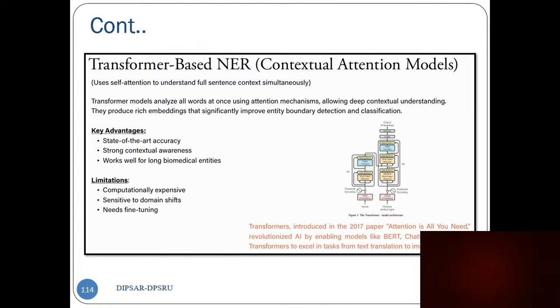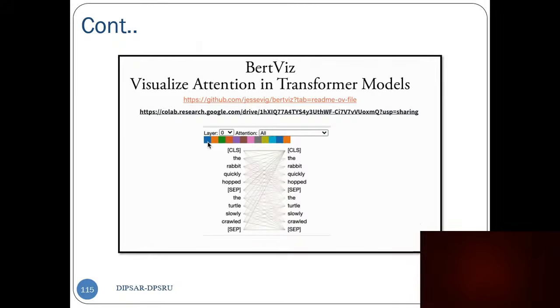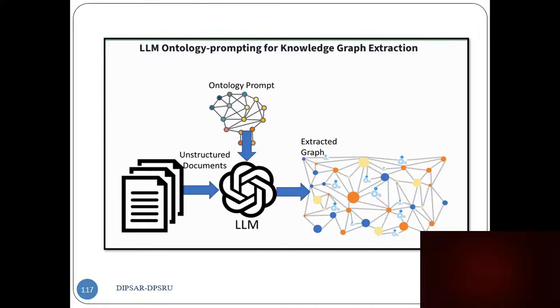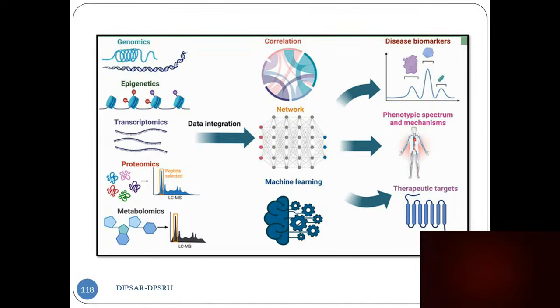So like that, there is a transformer-based NER as well, right? But of course, there is a large language model as well, LLM, that performs NER through natural language prompts, often without retraining. So actually, they extract the entities, classify them, and then find the relationships between the entities, right? You are giving raw text prompt instructions, then applying the large language model, which can extract the entities and structured output. Then you can create your knowledge graph or network.